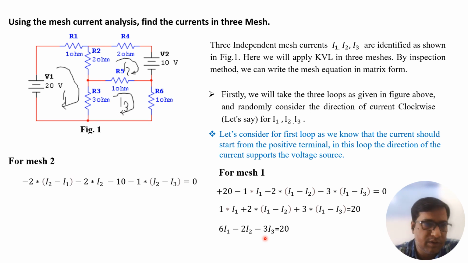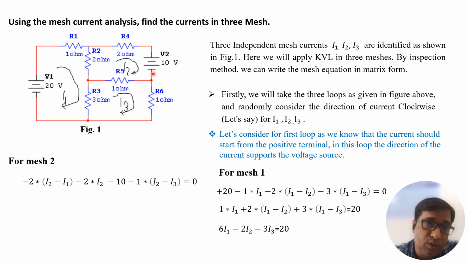Similarly, we can write the equation for mesh number 2. This one here is a resistance, and the drop is minus 2 I2 minus 7, because we are writing the equation for mesh number 2, so the I2 current will be taken as dominant. Here the current will be I2 minus I1, so minus 2 (I2 minus I1). Once again, in the R4 resistance only current I2 will flow, so minus 2 into I2.